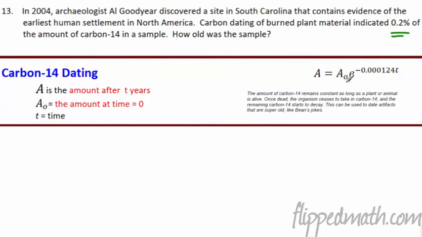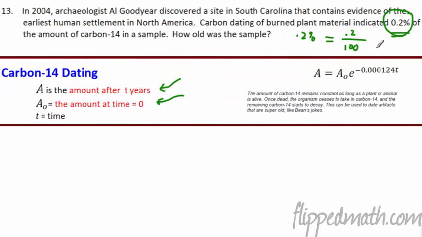We have A equals A sub naught e to the negative 0.000124t. We know that we need the amount left after t years, the amount at time 0. Now, these are amounts like 12 grams and 0.1 gram, but the question gives it to us as a percent. So let's play theoretically here, 0.2%. That means what? Percent means out of 100. So that would mean that you'd have 0.2 if you started with 100. It'd be 0.2 out of 100.